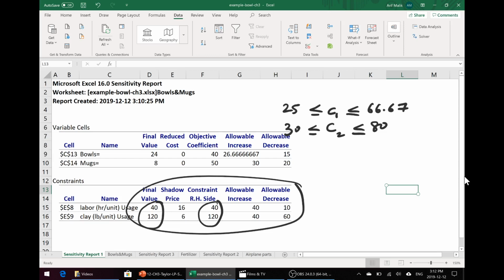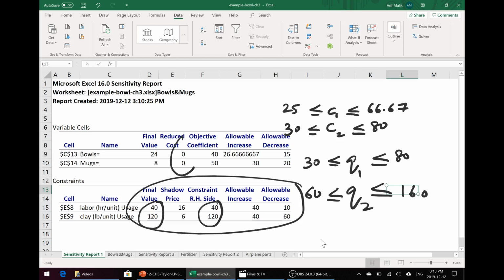Allowable increase and decrease: we can just see that Q1 is less or equal to 40 plus 40 is 80, and 40 minus 10 is 30. This is the right hand side which you can vary without changing the solution variable mix or without changing the shadow price. And the other one, Q2, is 120 plus 40 is 160, and the lower side is 120 minus 60 is 60. All right.